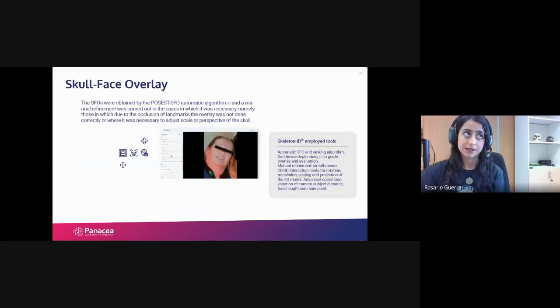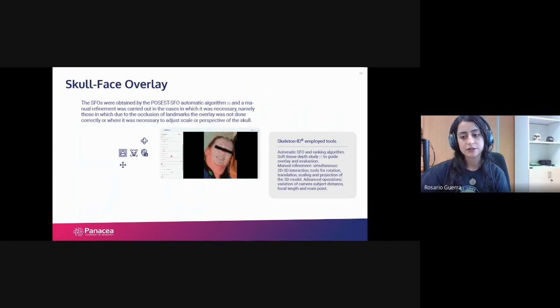Then we did the skull-face overlays with the processed skull-face overlay algorithm, and a manual refinement was carried out in those cases in which it was necessary. And we used the ranking algorithm in this study, which generates a list of potential matches based on the results of the skull-face overlay that is produced by the processed skull-face overlay algorithm. So this ranking algorithm uses both the values of the soft tissue depth study and the positions of the craniometric and the cephalometric landmarks to generate the skull-face overlays.